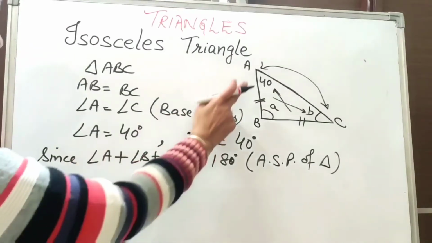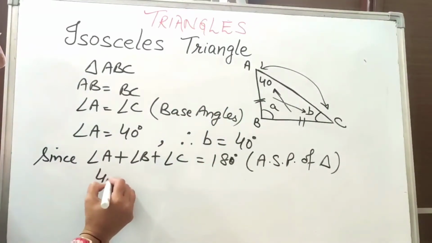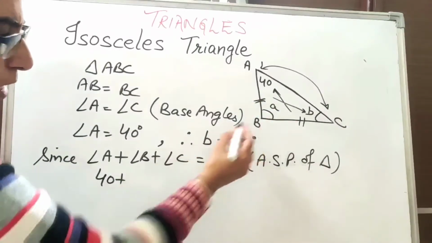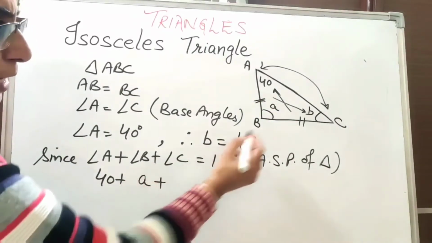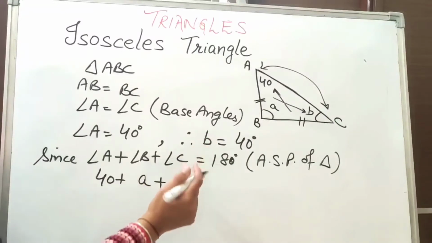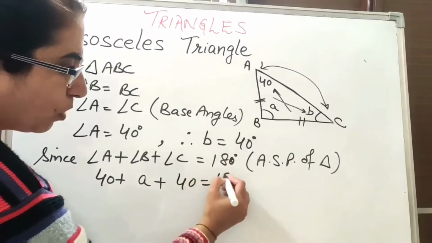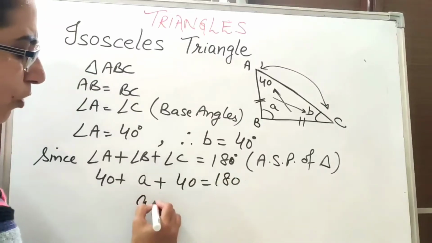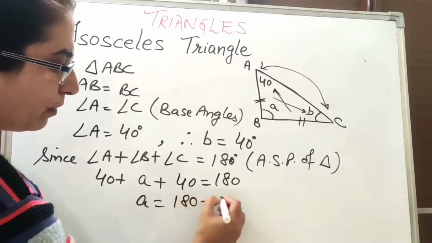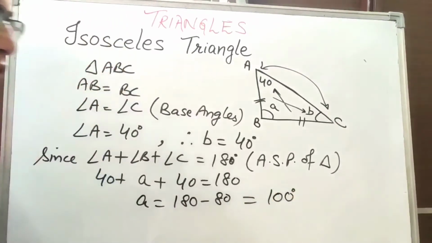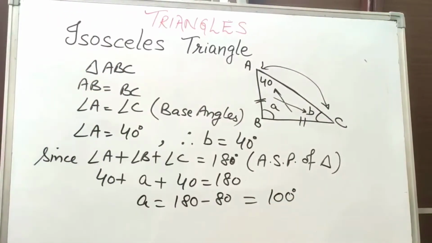So angle A is given as 40. Angle B is not given, but it is marked as A, and angle C we have already found, that is B, and the value of B is 40, equal to 180. Now solve this equation and you will get the value of A is equal to 100. Value of A is 100.